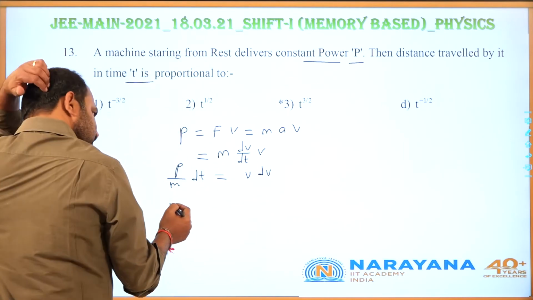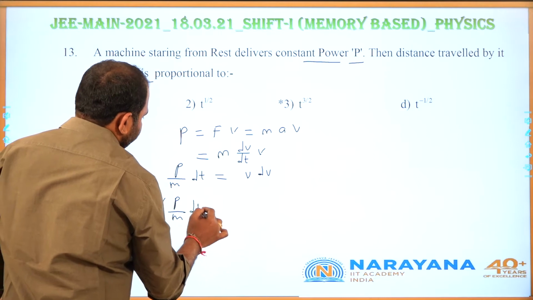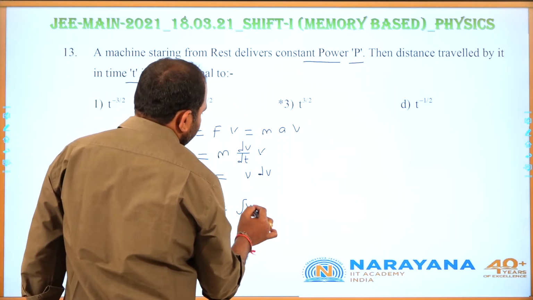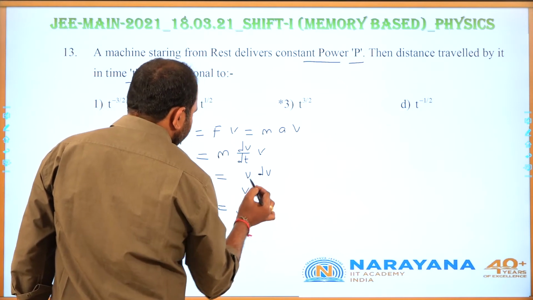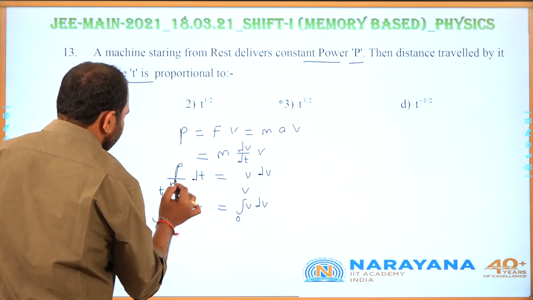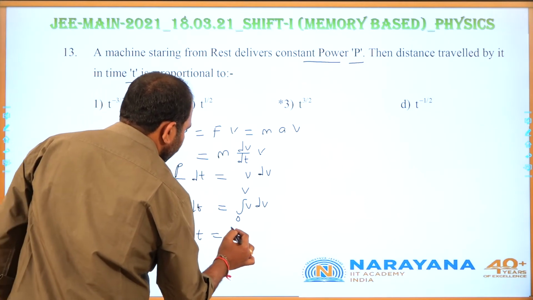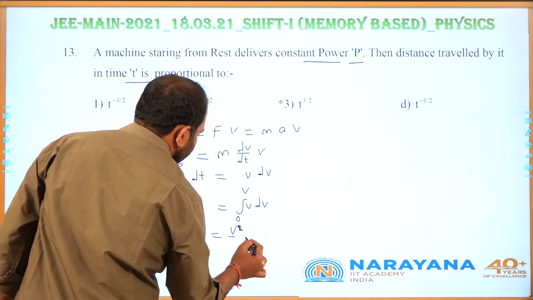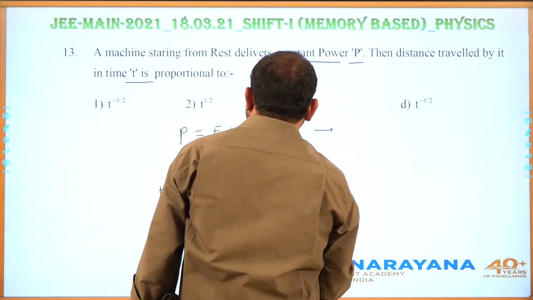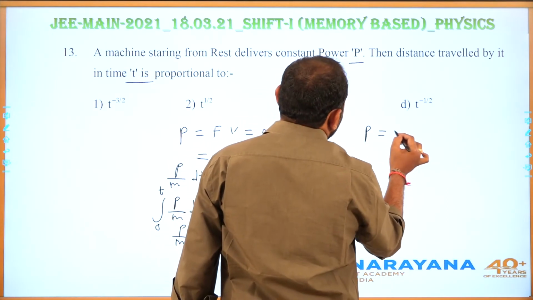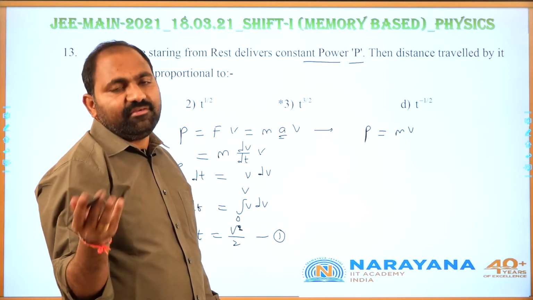Integrating on both sides, the integral of P by m dt equals the integral of v dv. Let us assume it varies from 0 to v, and from 0 to t. So it will be P by m into t equals v square by 2. Let it be equation 1. Similarly, the same expression can be written as P equal to m into v into a, which can be rewritten as v dv by ds.